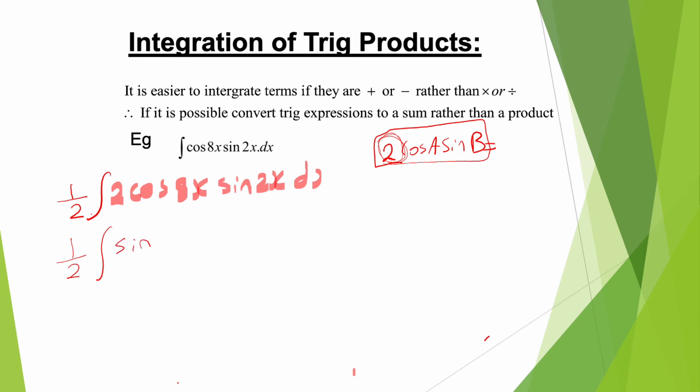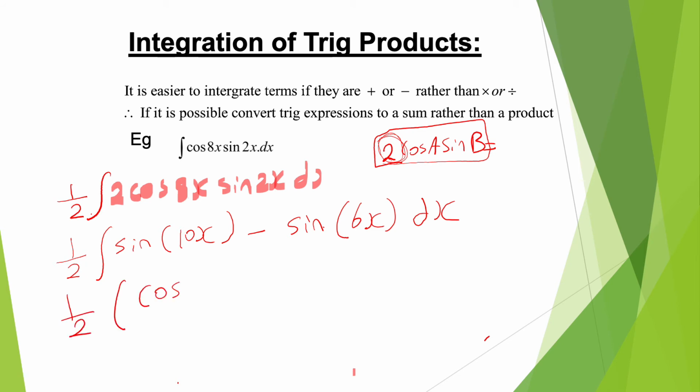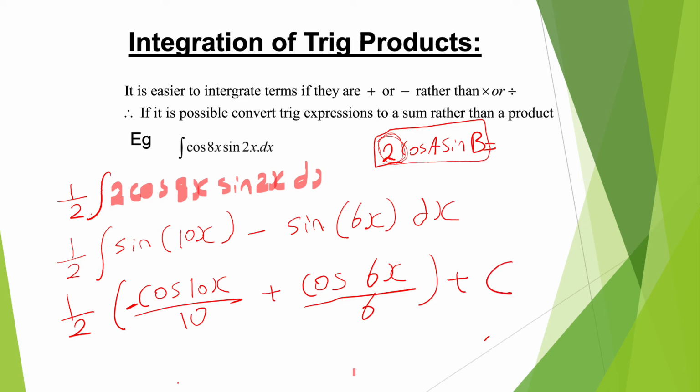So it's the first sine, adding the 2, which is 10x, minus sine, take away the 8 minus 2, which is 6x, dx. Now I can integrate the sine to cosine. The integration of sine gives a negative sign. So that's why we will do negative cosine 10x divided by 10. Negative and negative become positive, cosine 6x divided by 6 plus c. You can simplify, or you can leave it as it is.